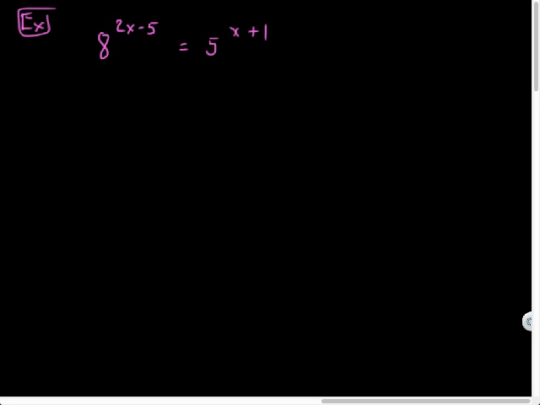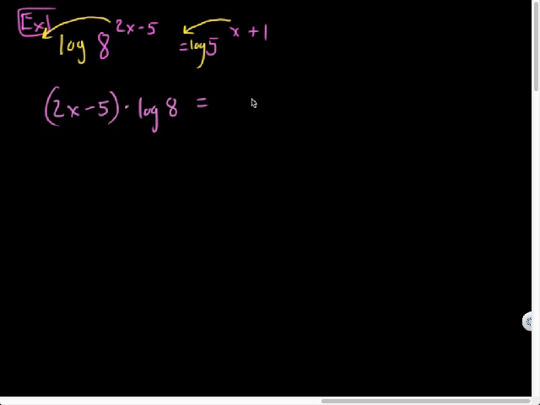I can log both sides, so let's log it. Log, log. And then, since we're already good at this, I'm also going to move these exponents out front, all in one step, because that's how awesome we are. So this will be 2x minus 5 all in front of log of 8 equals x plus 1 all in front of log of 5.